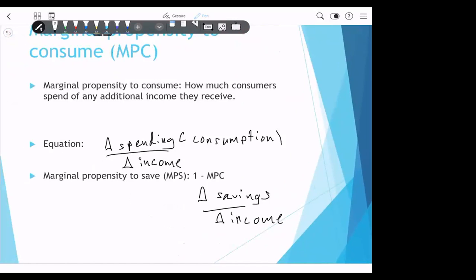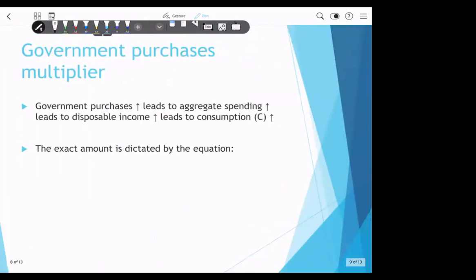Any questions about this? Okay, let's talk about the multipliers now. That's why we introduced the marginal propensities. We talked about government purchases increasing aggregate spending, which is just aggregate demand. What we're trying to figure out here is what's going on under the hood when a government increases their purchases, that leads to an eventual increase in aggregate demand. So government purchases go up, then aggregate spending goes up. When aggregate spending goes up, that leads to more disposable income, which leads to an increase in consumption.